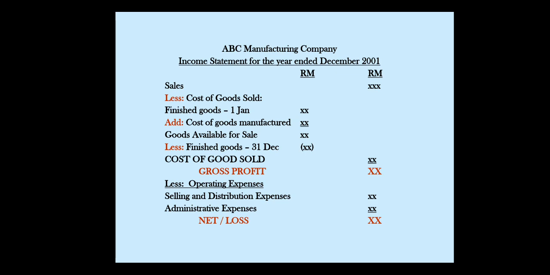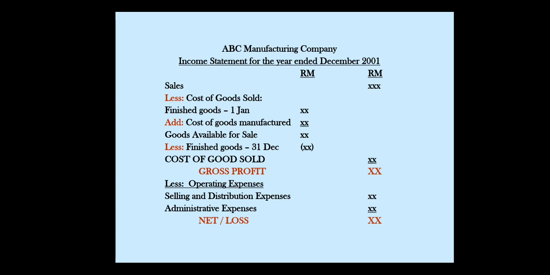Okay, this is the beginning finished goods inventory, and then this is the ending finished goods inventory. Remember, a manufacturing business has 3 types of inventories: direct material inventory, work in process inventory, and finished goods inventory. So when you want to calculate the cost of goods sold, the first thing that you have to show in the calculation is the beginning finished goods inventory. And then after that, you have to add cost of goods manufactured.